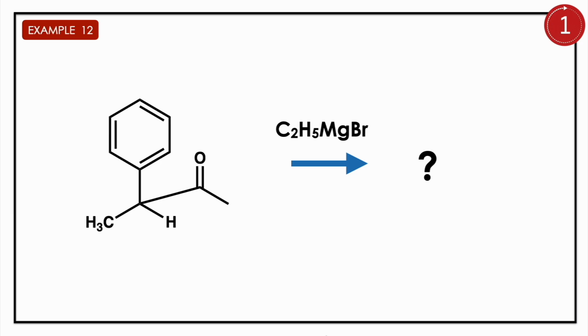Then the next example, here you have a ketone. The compound is given in Sawhorse projection. One side you have a methyl group, another side you have a chiral carbon with 3 attachments, hydrogen, methyl and phenyl. You are using ethyl magnesium bromide. You should find what will be the final product.